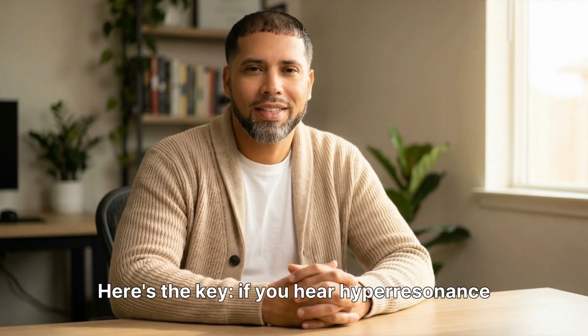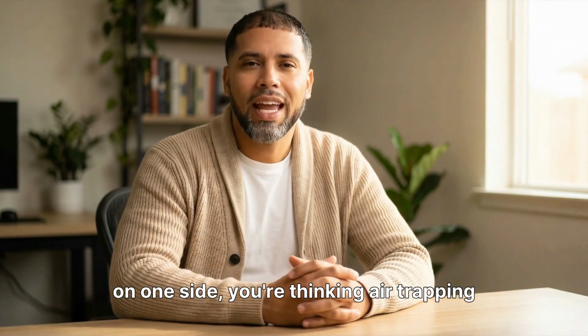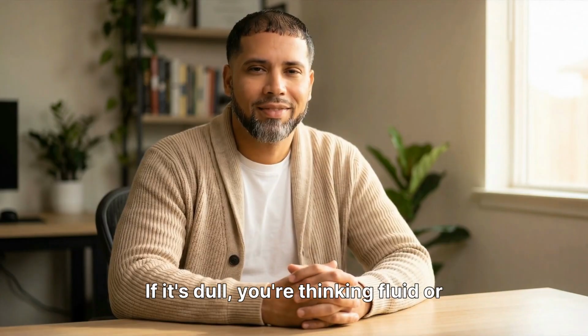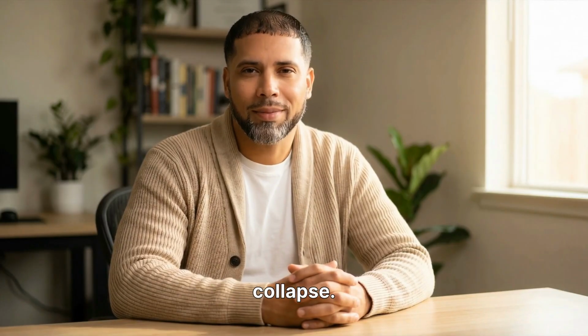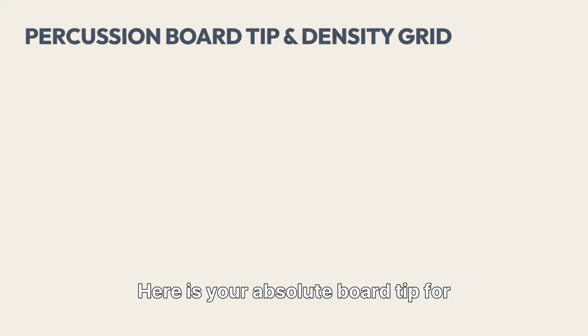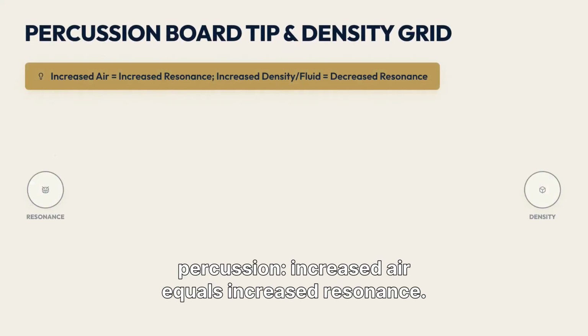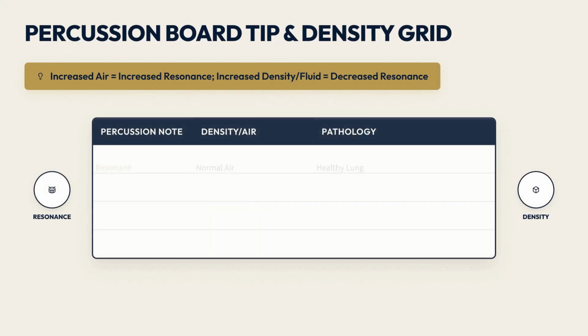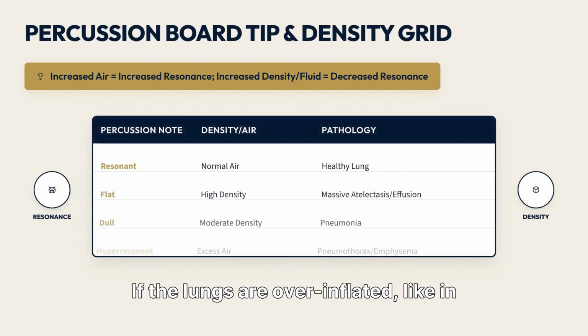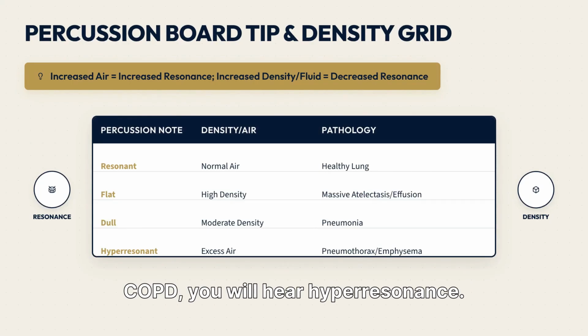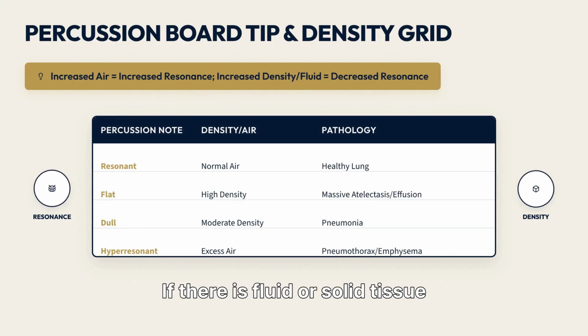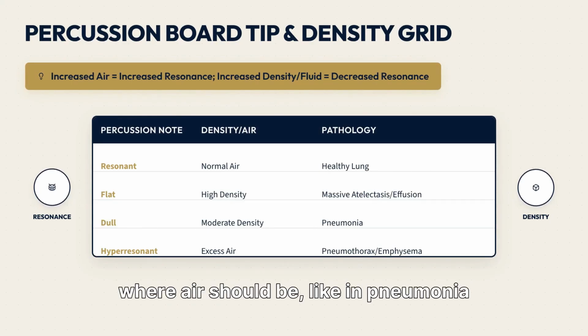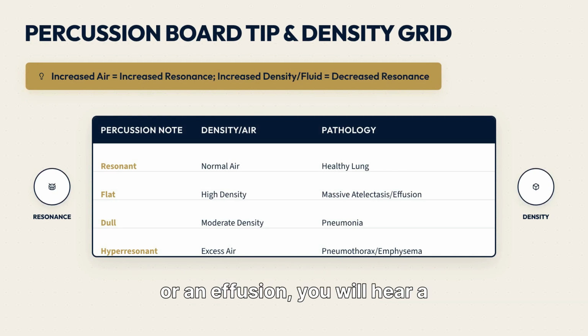Here's the key. If you hear hyperresonance on one side, you're thinking air trapping or pneumothorax. If it's dull, you're thinking fluid or collapse. It's that simple. Here is your absolute board tip for percussion. Increased air equals increased resonance. If the lungs are overinflated, like in COPD, you will hear hyperresonance. If there is fluid or solid tissue where air should be, like in pneumonia or an effusion, you will hear a dull or flat note.